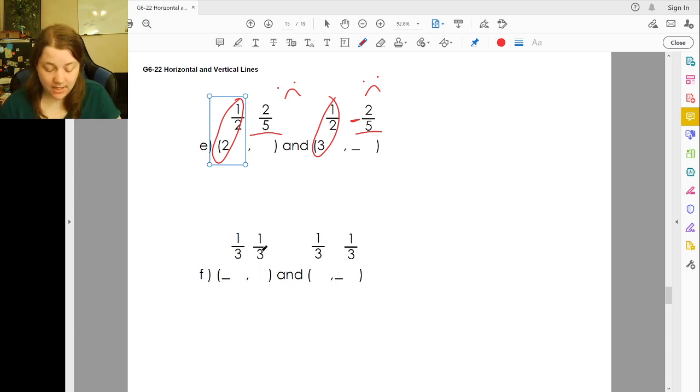Negative 1/3 and 1/3, or 1/3 and negative 1/3, those are not going to be on the same lines because they are going in different directions.